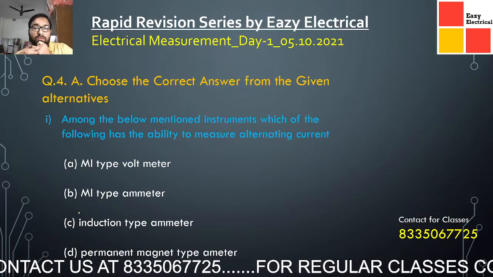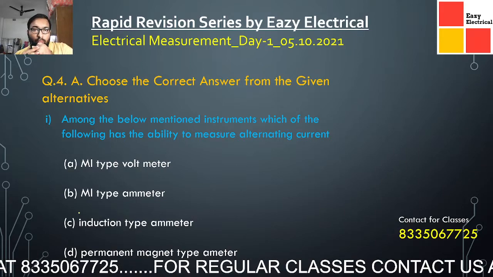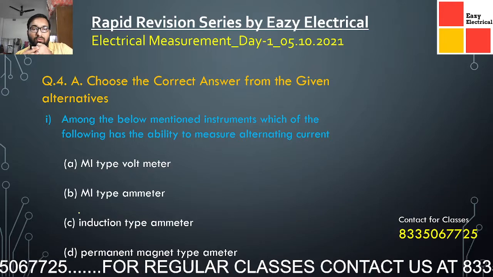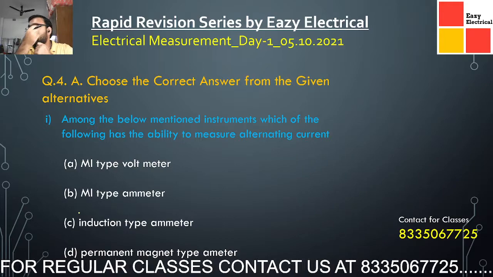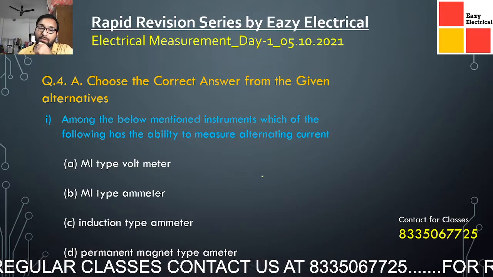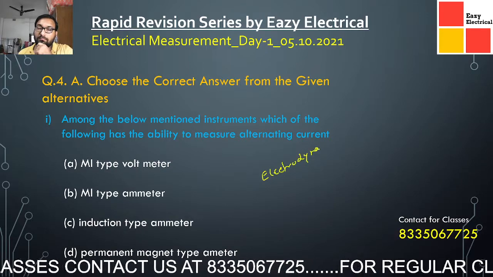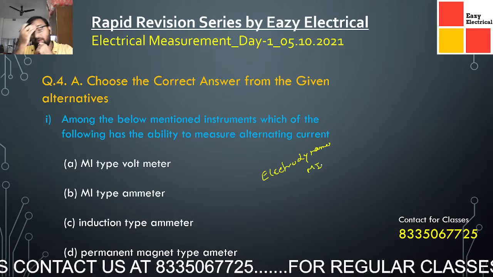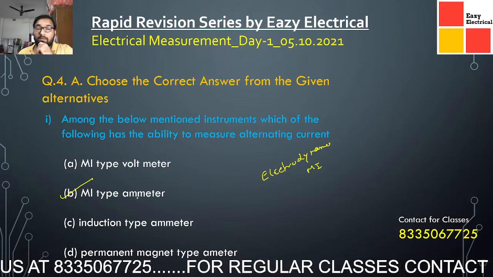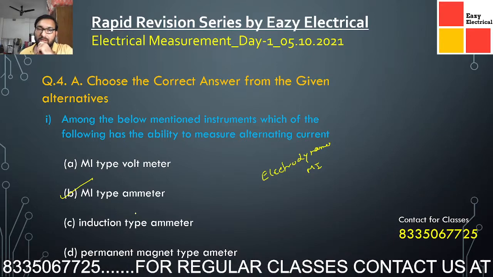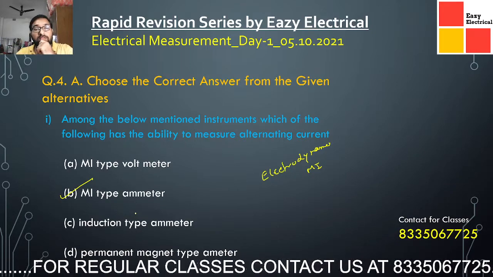Among the below mentioned instruments, which of the following has the ability to measure alternating current? One important thing to know is that alternating current can be measured by electrodynamometer type instruments and MI type, moving iron type instruments. Here the option given is MI type instrument, so MI type ammeter will be the answer. Induction type ammeters are not produced; induction type energy meters are made. So this is the answer for the fourth question.